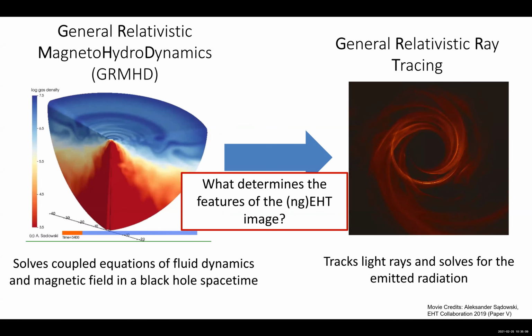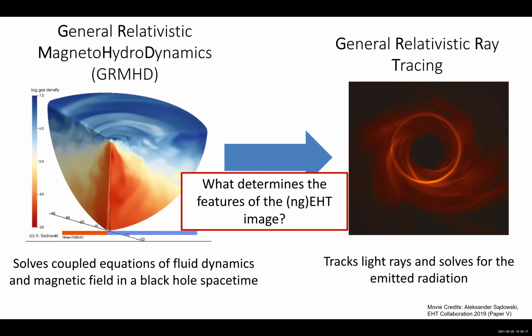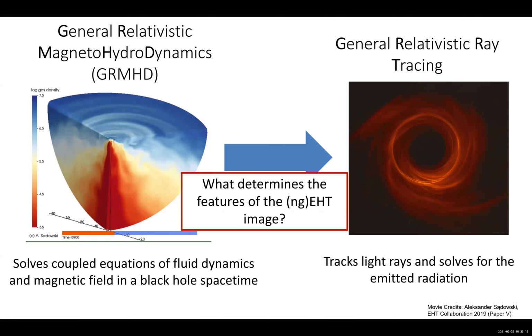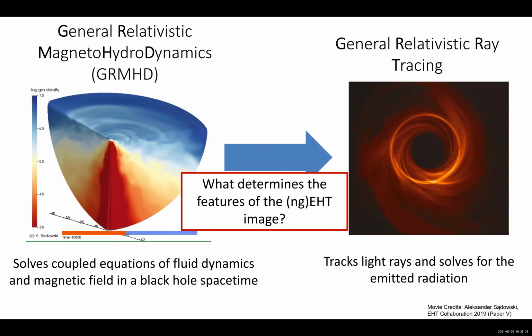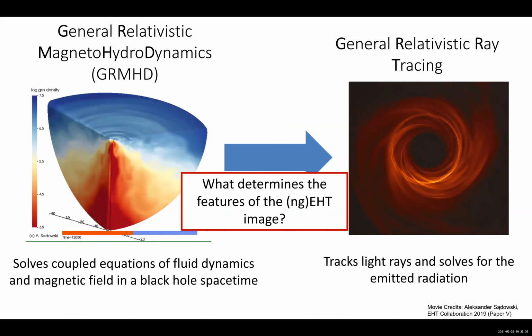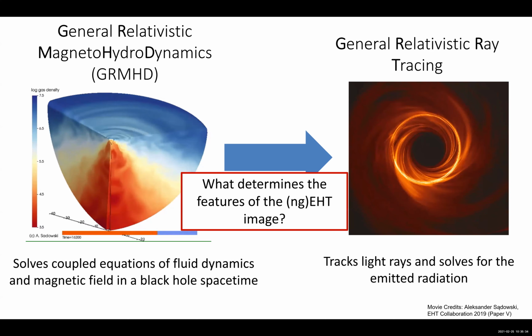By now in the conference, I hope you have this picture of how GRMHD simulations and relativistic ray tracing work, the primary analysis tool that the EHT uses. We solve the coupled equations of fluid dynamics and magnetic field in the black hole spacetime in these 3D GRMHD simulations, and then ray trace their emission to produce movies and pictures of the black hole images that the EHT sees at 230 gigahertz.